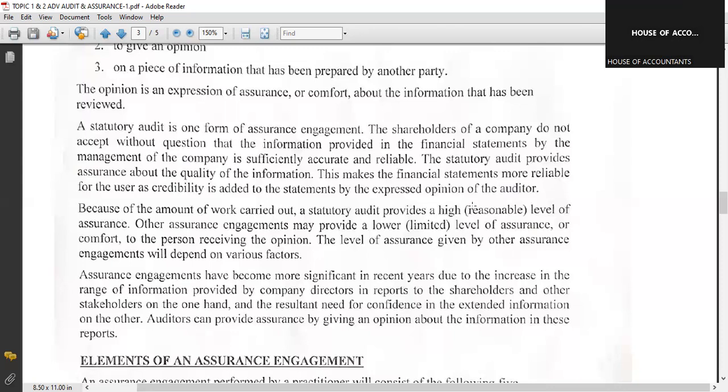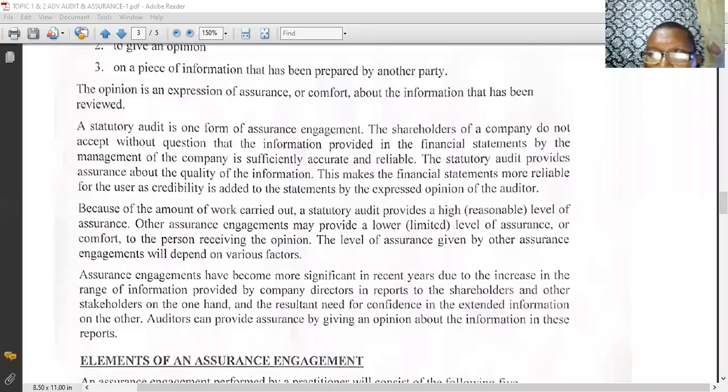And that's why you can see if a company wants to get a loan from a bank, the bank will ask for audited financial statements, because they know that before the auditor will sign and say, yes, this one is right, they must have done the audit properly. Okay, so let's go on with that.